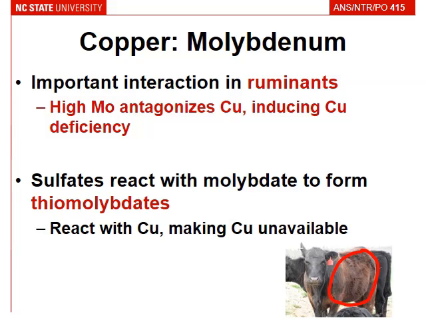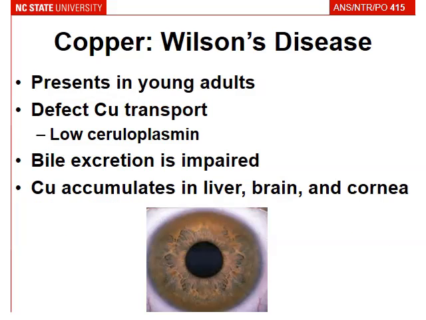So if you work with ruminants, this is one of the more critical interactions that you will deal with on a more regular basis. And some soils have high levels of molybdenum, so you have to be aware of the amount of copper and molybdenum, and you may have to increase the amount of copper within the diets if you have high soil molybdenum.